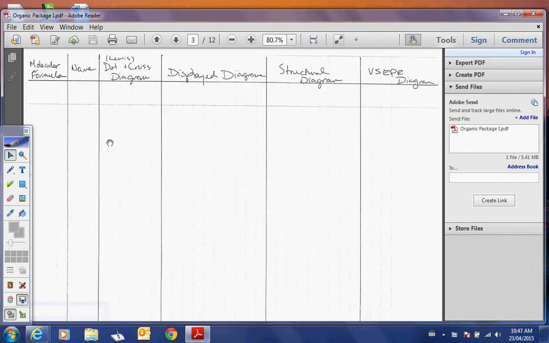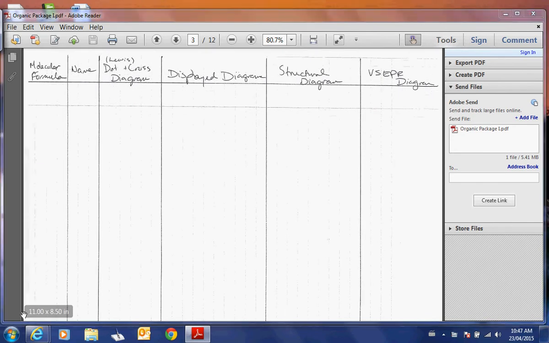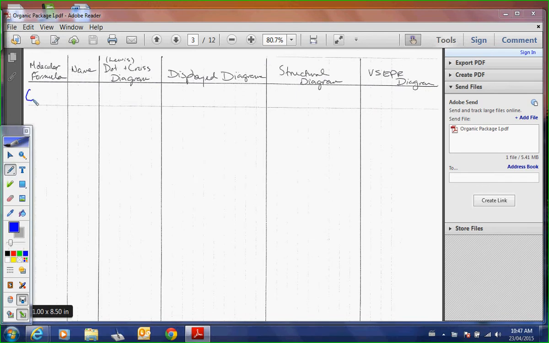Yesterday you did methane, right? And the molecular formula for methane was CH4. And the name, methane, and the Lewis dot and cross diagram. We remember that we started with carbon. And the display diagram, we're converting that shared pair of electrons into sticks. The structural diagram was exactly the same for methane.